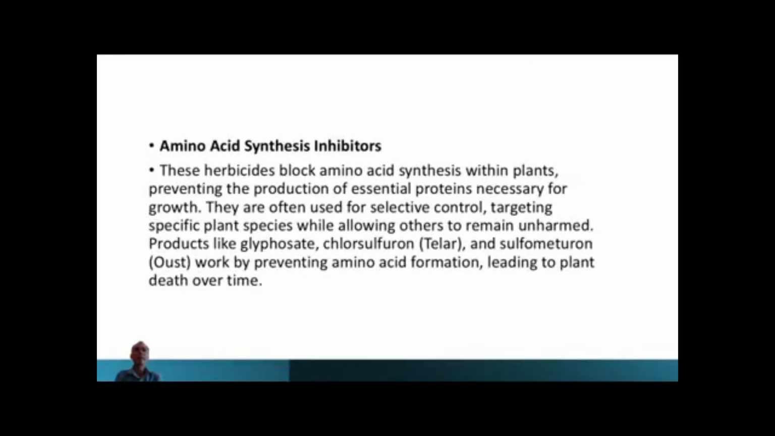Amino acid synthesis inhibitors. These herbicides block amino acid synthesis within plants, preventing the production of essential proteins necessary for growth. They are often used for selective control, targeting specific plant species while allowing others to remain unharmed. Products like glyphosate, chlorsulfuron, Telar, and sulfometuron, Oust, work by preventing amino acid formation, leading to plant death over time.